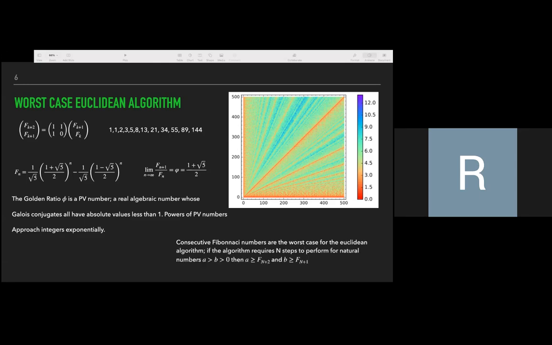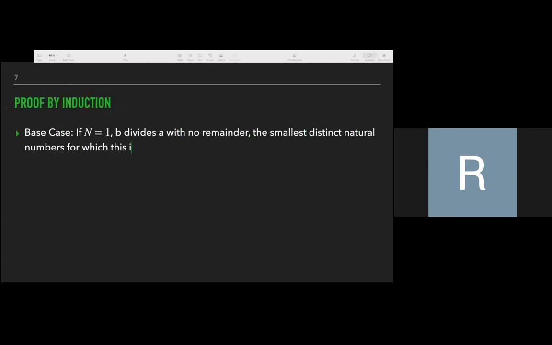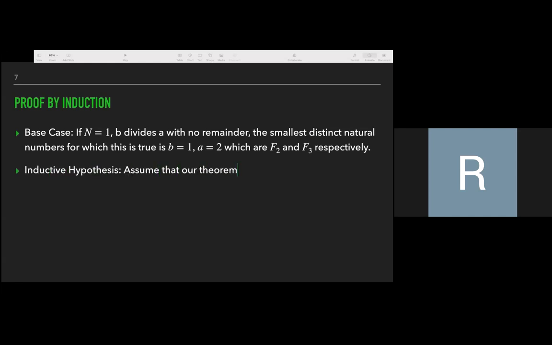So the consecutive Fibonacci numbers are the worst case. If the algorithm requires n steps to perform for natural numbers a and b, then we know a and b are at least the size of the Fibonacci numbers F of n plus 2 and F of n plus 1. The proof is actually pretty simple. It's by induction. The base case is pretty trivial. N equals 1, then b divides a with no remainder. And so the smallest natural numbers for which this is true are b equals 1 and a equals 2, which are F of 2 and F of 3.